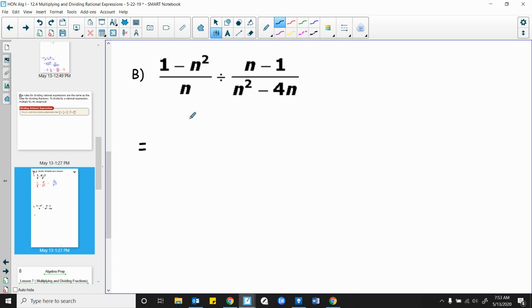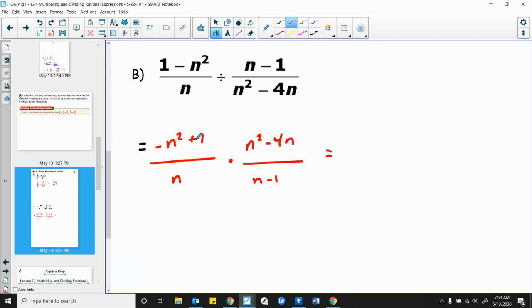First thing I'm going to tell you is we've got to clean this up a little bit. Let's rearrange this. This 1 minus n squared, I don't like it. So let's go negative n squared plus 1 over n times, because I'm going to keep, change, and flip, so n squared minus 4n over n minus 1. Now there's some simplifying that needs to go on.